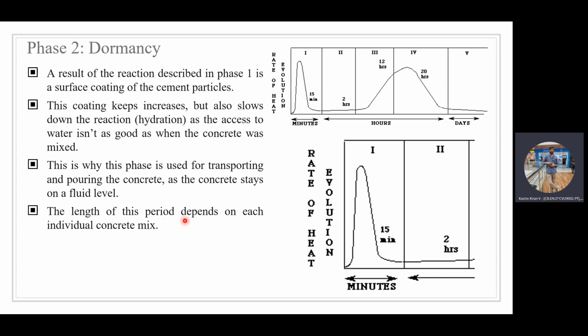Now, the length of this period depends on the individual concrete mix. It may not be the same for all the mixes. It depends on each kind of mix. So this is a typical representation for a normal concrete, maybe M20 or M30 standard concrete, you can say. So the length of this period need not be 2 hours for all types of concrete.